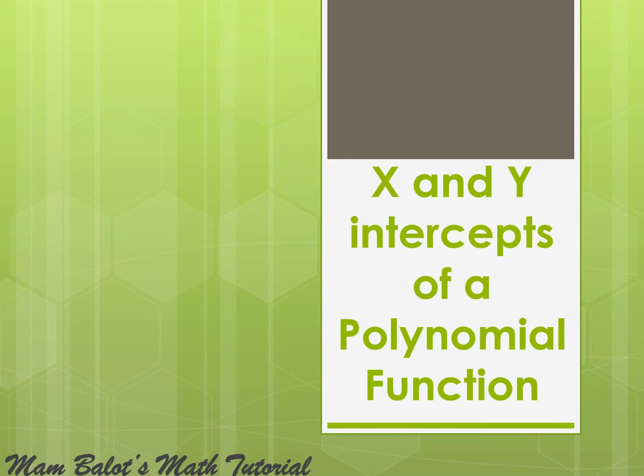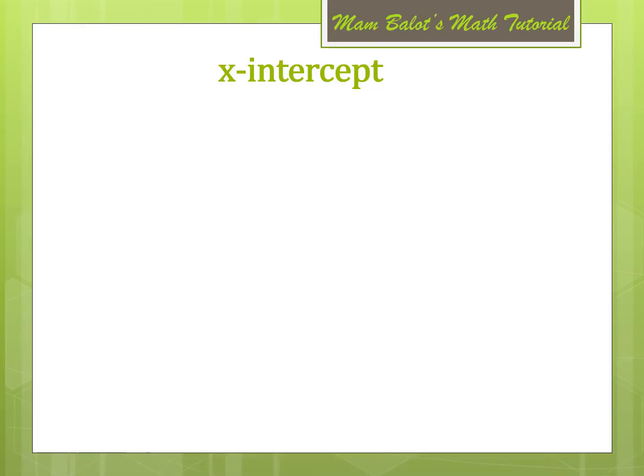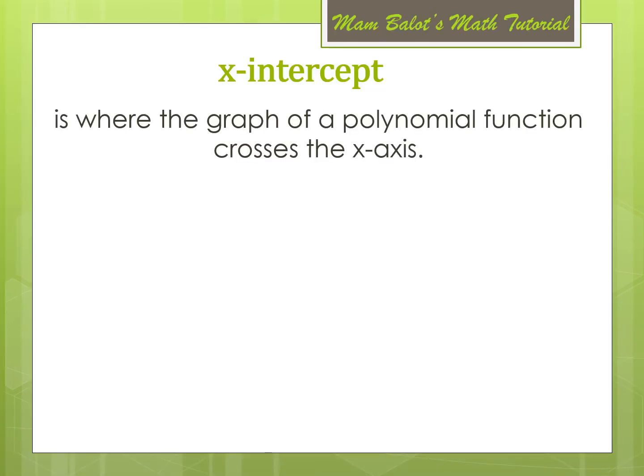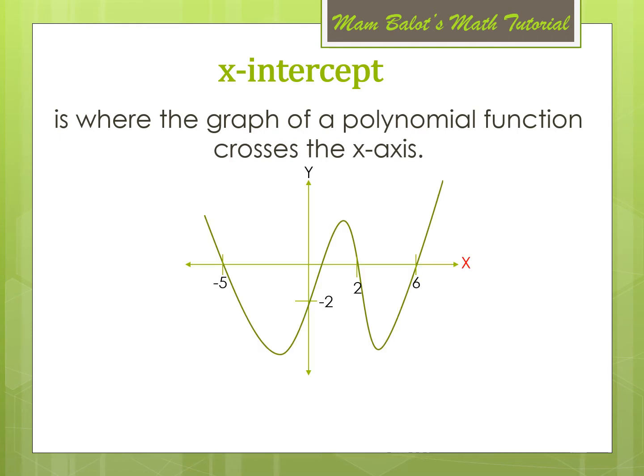This time we will discuss the x and y intercepts of a polynomial function. What is an x-intercept of a function? It is where the graph of a polynomial function crosses the x-axis. For example, if we have this graph, the x-intercepts are -5, 2, and 6.